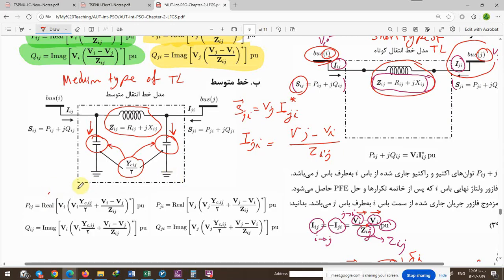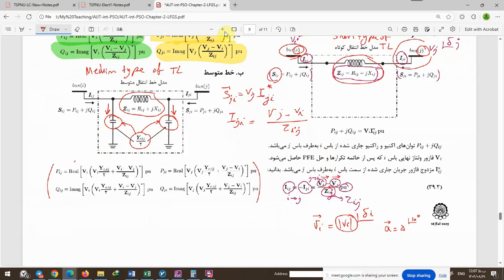This calculation is somewhat complex, and we prefer to ignore these parameters and this calculation for you in the final exam. Okay.